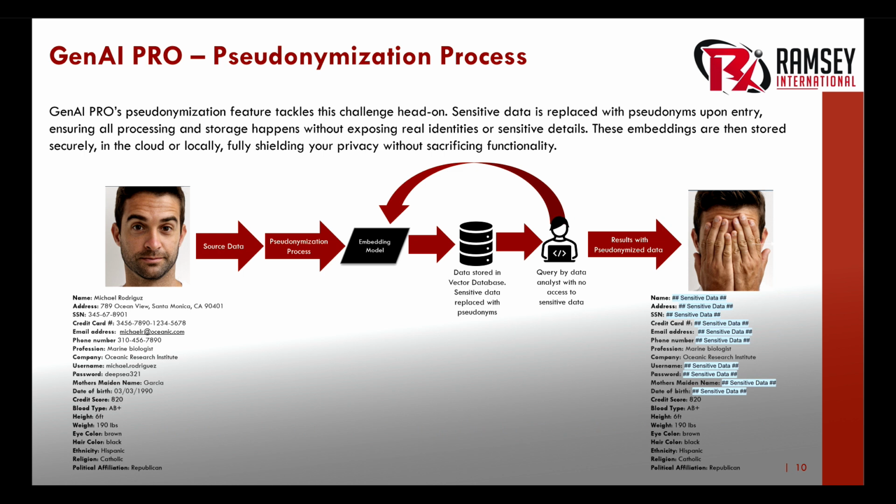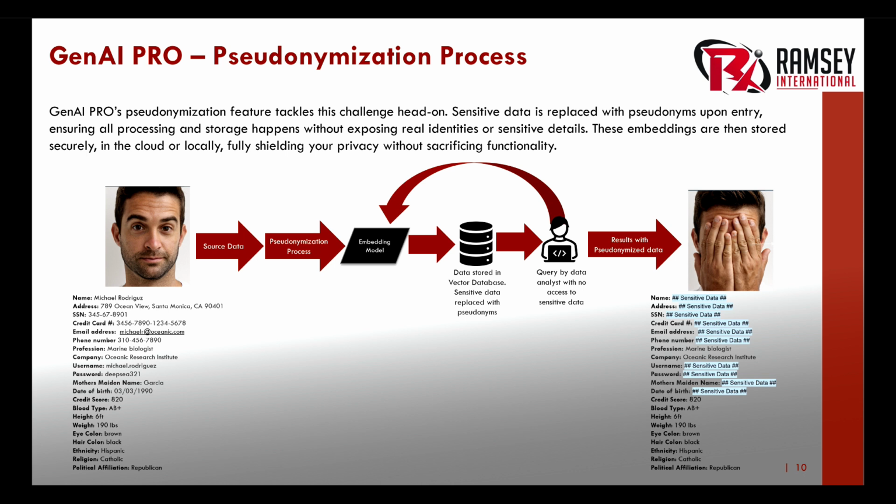On the left-hand side, we have Michael Rodriguez. And there's a lot of sensitive data. This looks like it could be an HR solution where it has things like his password, blood type, credit score, date of birth, a lot of very sensitive information that you would not want the general population to have access to. However, if you're building an HR solution, it is important that this type of data be made available when the questions are appropriate and the user has access.